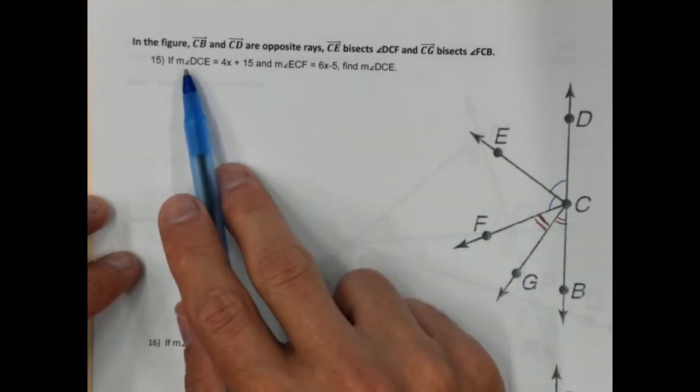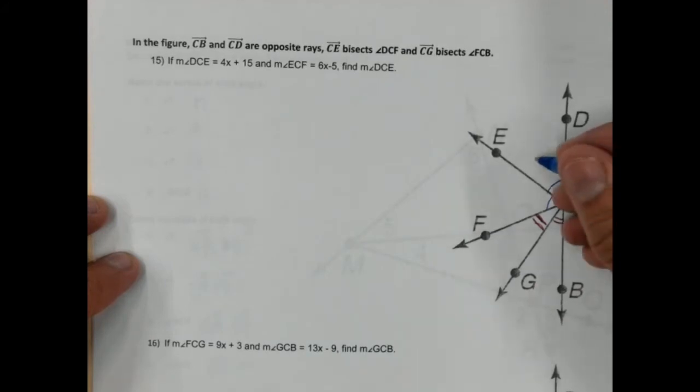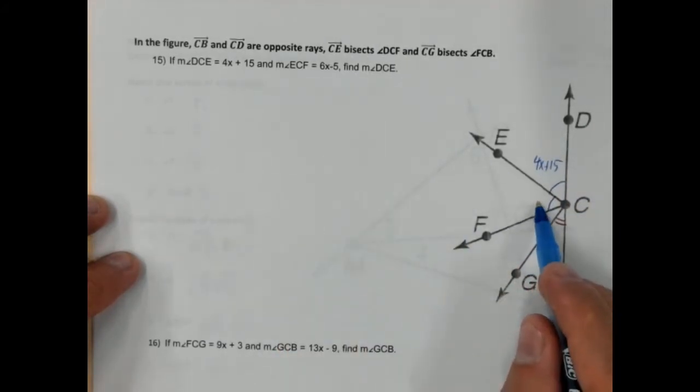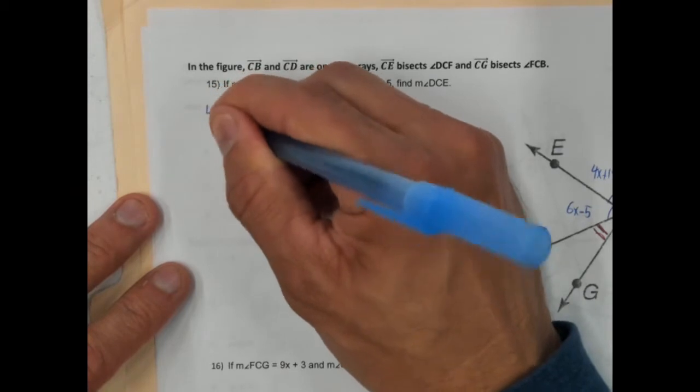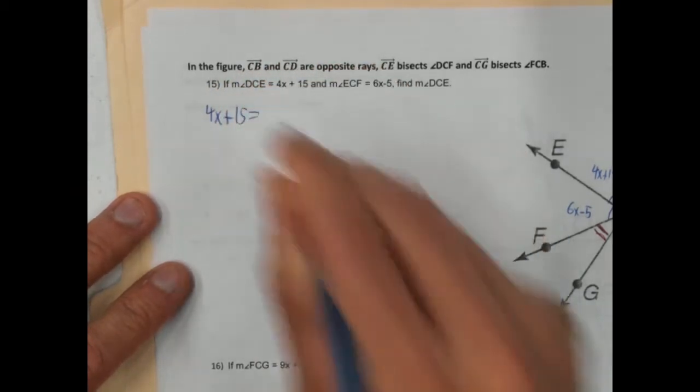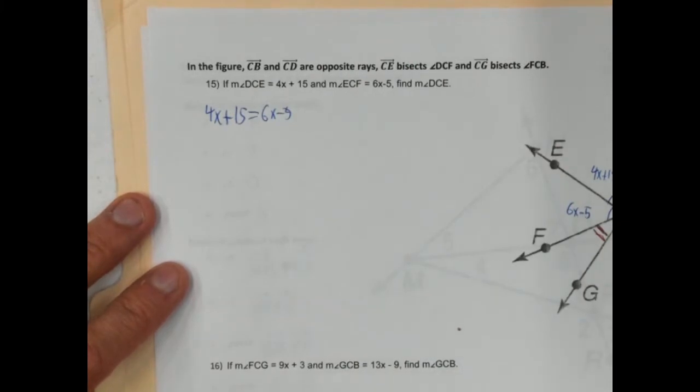So if the measure of DCE, which is this one, is 4x plus 15, and ECF, which is this one, is 6x minus 5, find DCE. DCE is this one. We know these are congruent because this bisected the larger angle. So because they're congruent, we can set these equal to each other and solve this algebraically. So we're going to say 4x plus 15 is equal to 6x minus 5. And we're going to solve for x.